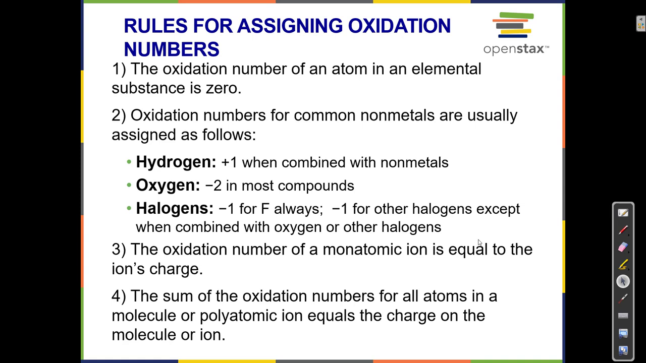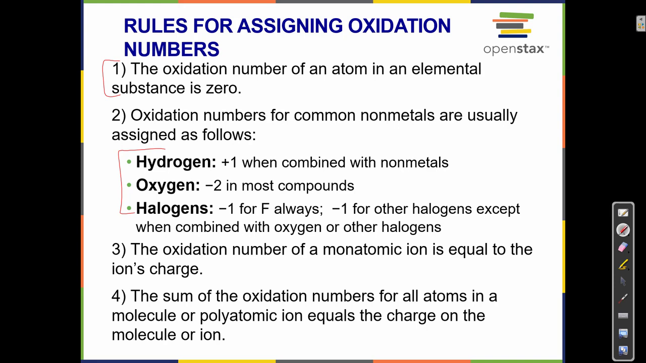So here are the rules for assigning oxidation numbers. The oxidation number of an atom in an element is zero. So if it's an element that's all by itself, then it has an oxidation number of zero. The oxidation number of hydrogen is almost always plus one. The oxidation number of oxygen is almost always minus two. And halogens are almost always minus one, unless they're bonded to something that's more electronegative, like oxygen. I say almost because there are exceptions for all of those. But in 95 to 99% of the examples that we use, these rules are going to hold true. Hydrogen is plus one, oxygen is minus two, halogens are minus one.